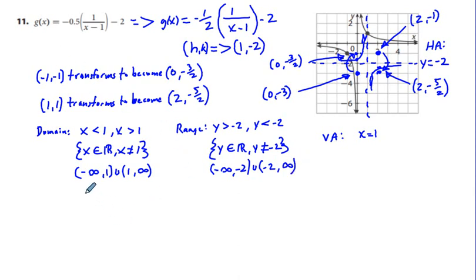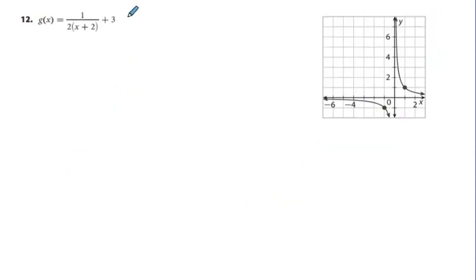And so that's all of it here. But let's take a look at just number 12. I'm not going to actually work out number 12, but here we have 2 in the denominator. So this can be rewritten as 1/2 times the quantity 1 over x plus 2, plus 3. So we can do similarly.